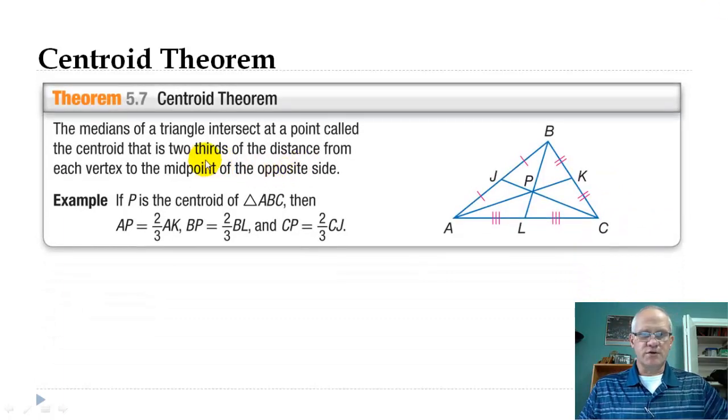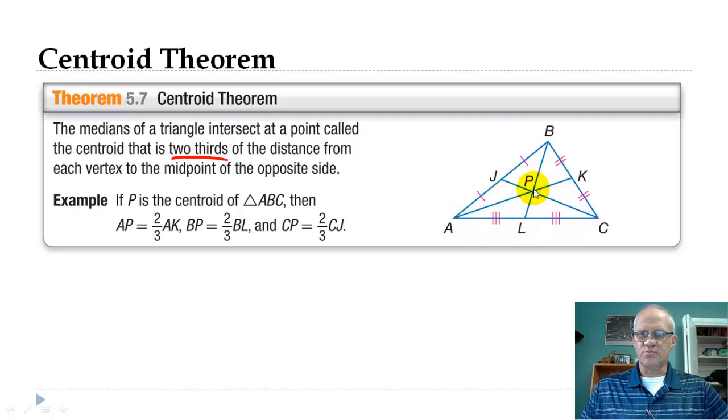The centroid theorem. I know it sounds like a cartoon character, the centroid. This is when you take the median from each side, and this is the point where they all come together. The key thing about this one is it's 2/3 the distance from the vertex to the midpoint of the other side. So, for example, when you take this median from B to P, that's 2/3 the distance, and then from P to L is 1/3 of the distance.